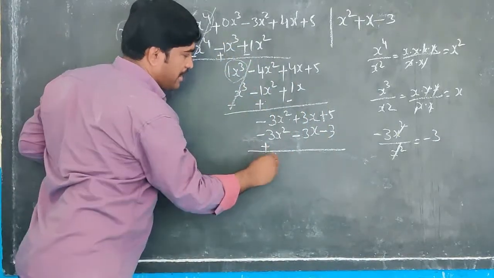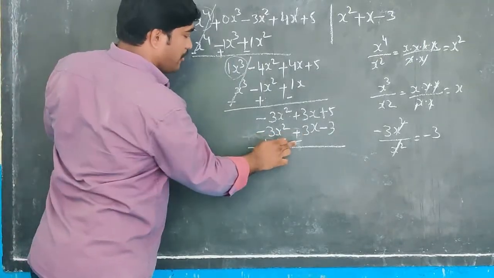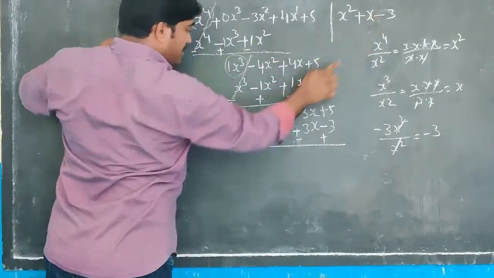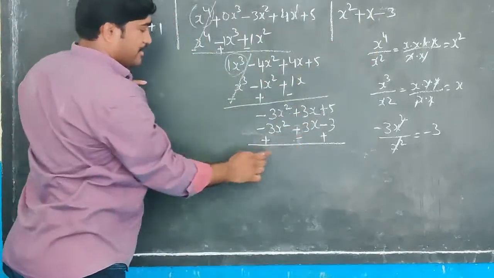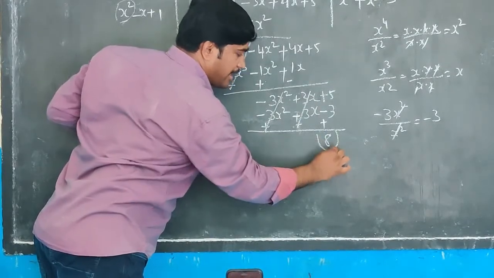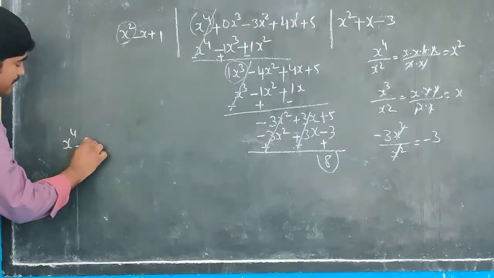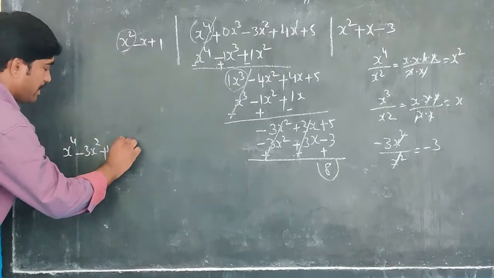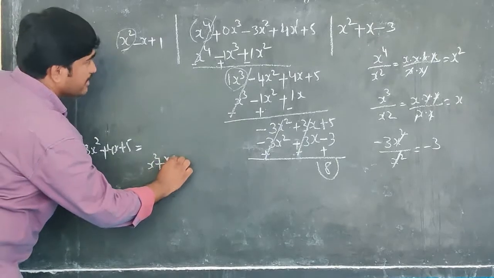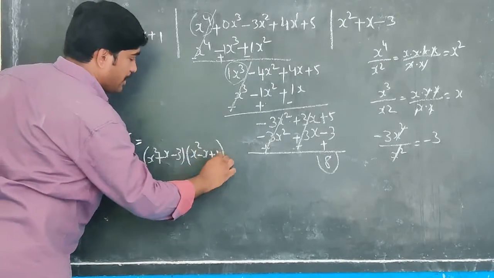Now change of sign. Plus, minus into minus, this is plus. Now here minus into minus, plus 3 into x, 3x. Now this gets cancelled. Now this also gets cancelled. Now what is the remaining? 8. Now what is the remainder? 8. So I can write down x power 4 minus 3x square plus 4x plus 5 is nothing but, what is the quotient? X square plus x minus 3, into x square minus x plus 1, plus 8.